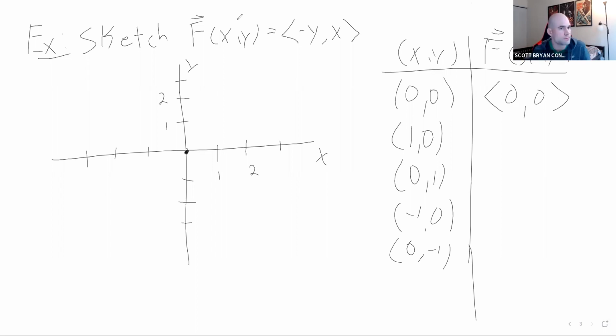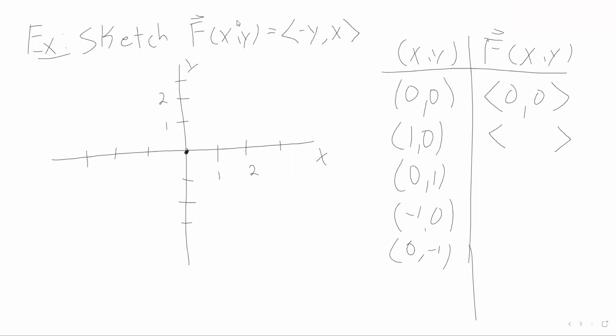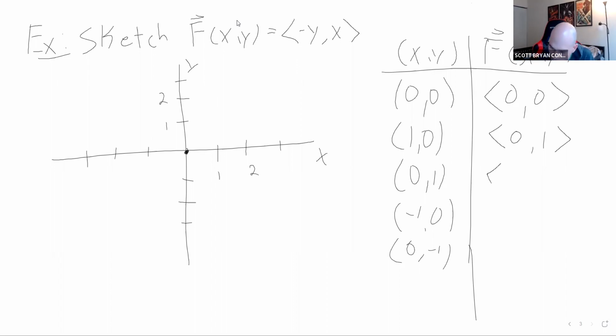Okay, how about at 1, 0? What is f of 1, 0? What vector do we get? Isn't it just 0, 1? Right. So the first component is negative y, which is 0. And the second component is x, which is 1 in this case. And then at 0, 1, the first component's negative y, which is negative 1. Second component is x, which is 0.